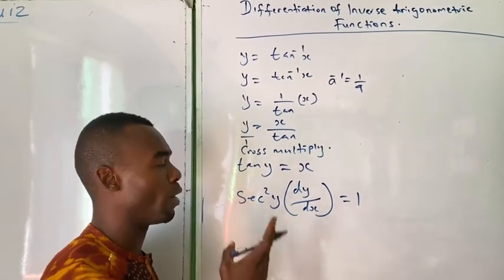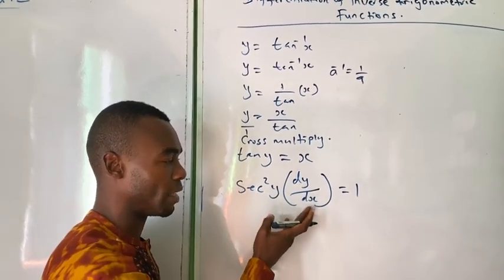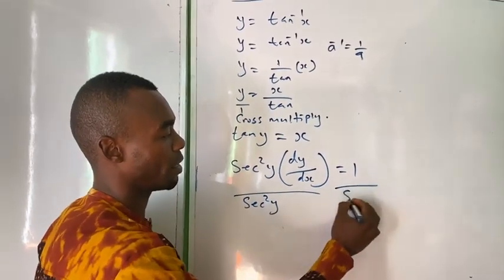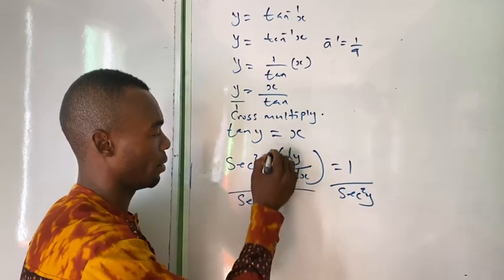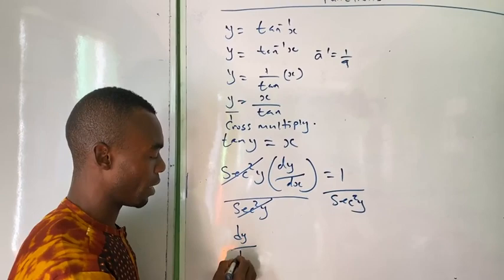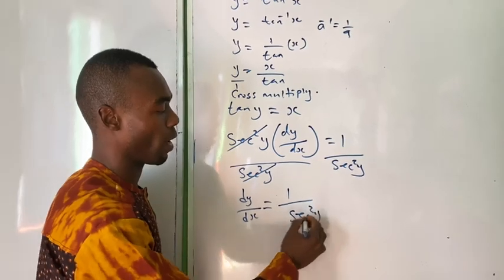Now we are looking for dy over dx. You divide by sec squared y, divided by sec squared y. This and this will cancel. We are left with dy over dx to be 1 all over sec squared y.